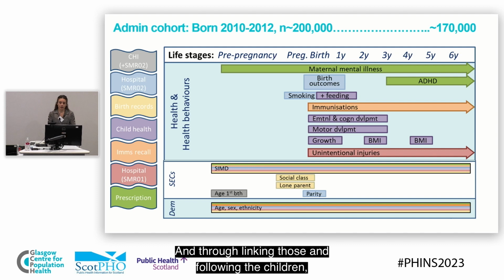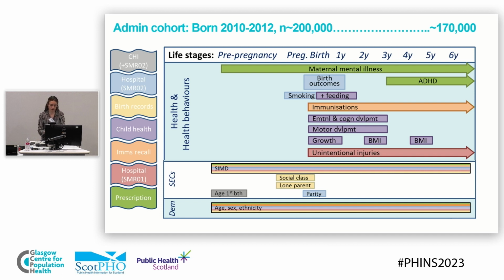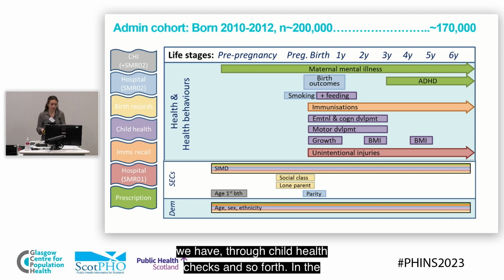And through linking those and following the children, at the moment we're up until age 6, we can start to track their health longitudinally. So in the green arrows, for example, we've got the mum's mental illness measured crudely through prescribing for anxiety and depression, ADHD prescriptions in the child. The purple bars are showing different health outcomes and developmental outcomes we have through child health checks and so forth.